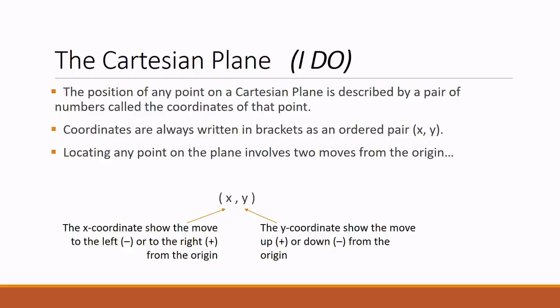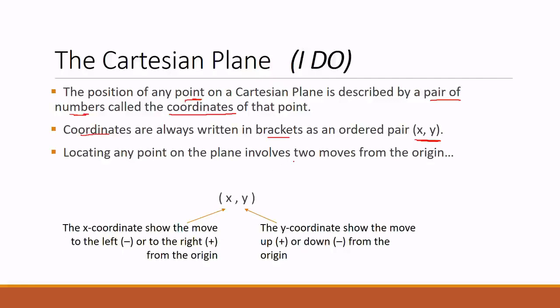All right, let's continue. If we continue looking at the Cartesian plane, the position of any point on that Cartesian plane is described by a pair of numbers. We put a pair of numbers together, and that's called a coordinate. The pair of numbers is called the coordinate of that point. Coordinates are always written in brackets, and they always get written as an ordered pair with an x value first and a y value second.